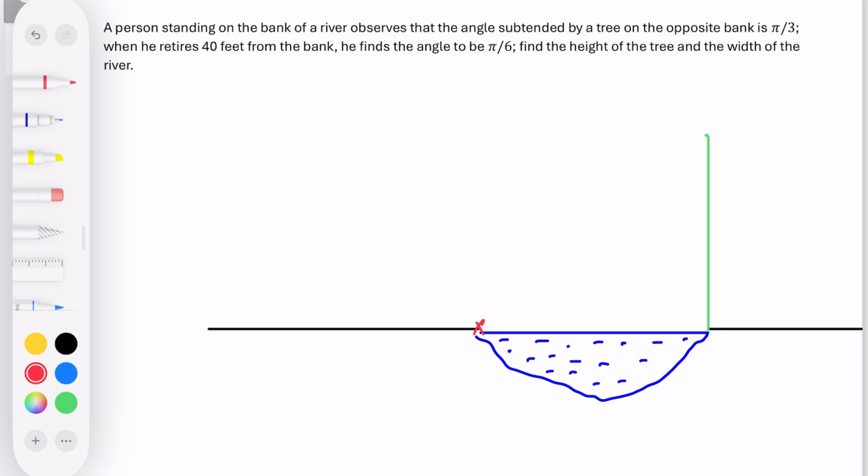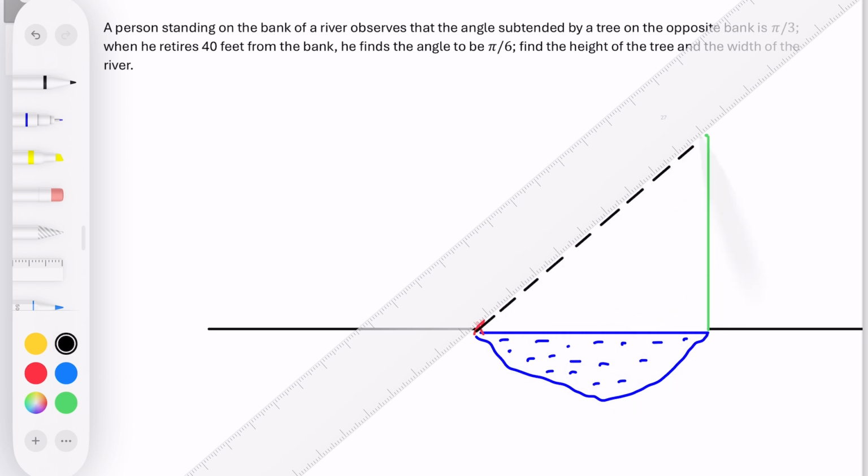Angle subtended by a tree on the opposite bank is pi over 3. That means if I connect this point, this red point, and top of the tree, that angle should be pi over 3. So let me label that angle as angle pi over 3.